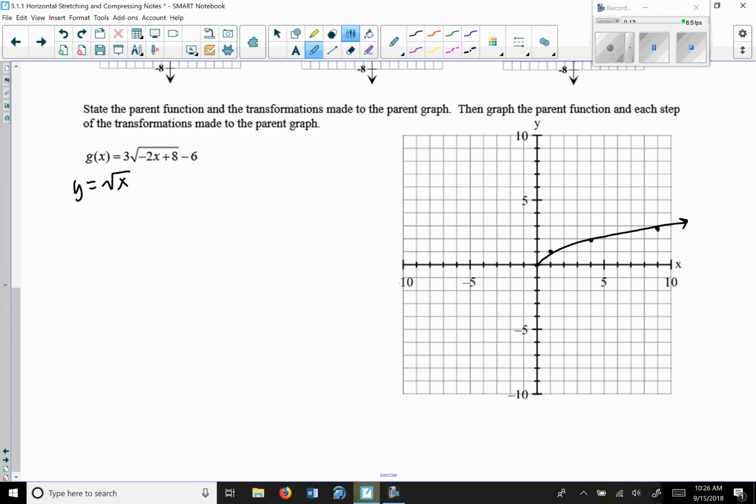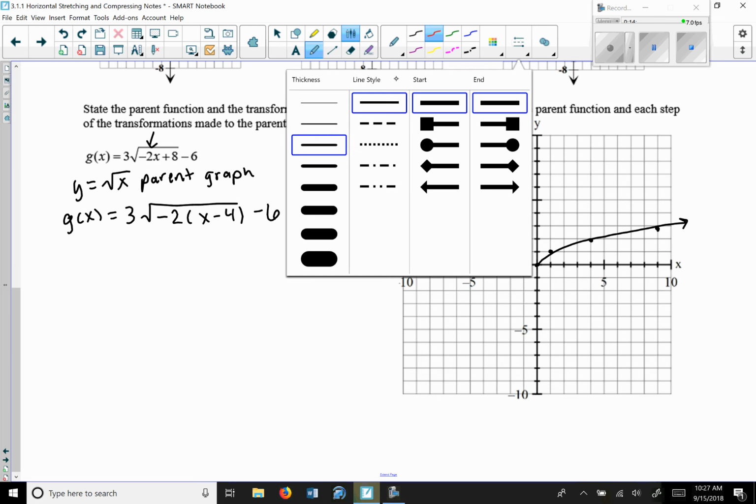Then after I graph the parent, before I do anything, if your b value is not factored out from x, you're always going to want to factor that first. Otherwise, you might get your transformations incorrect. So here, if I refactor that, I get g of x is equal to 3 times the square root. We're factoring out that -2. So that's going to become x minus 4, because we're dividing -2 out from the 8, minus 6. And so had you not factored that out, you might think that your graph is moving to the left 8 when really it's moving to the right 4. So now that I have that, we're going to go ahead and start our transformations.